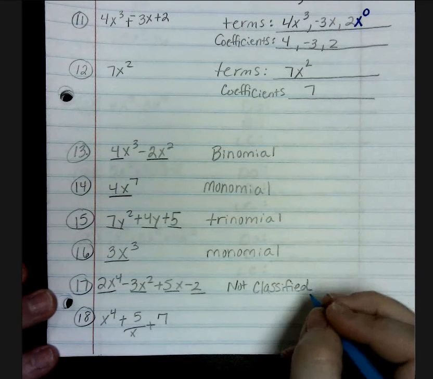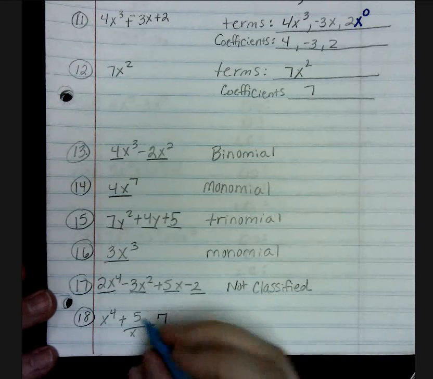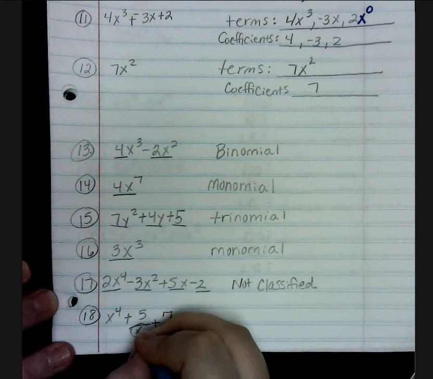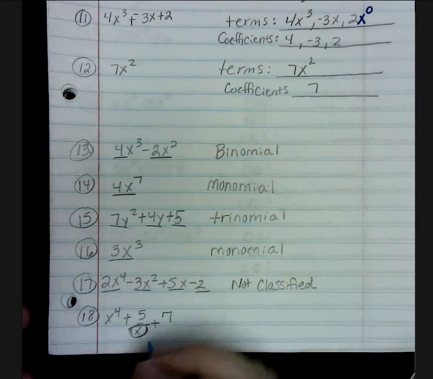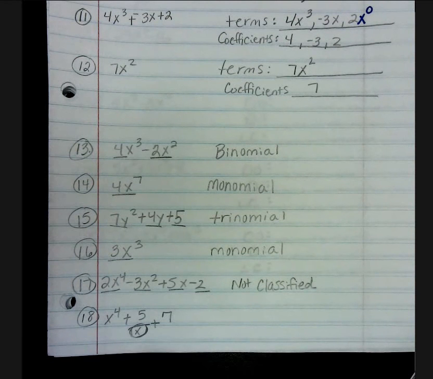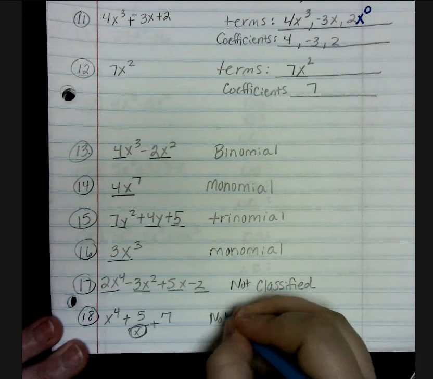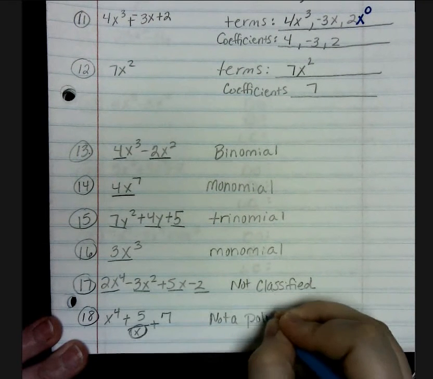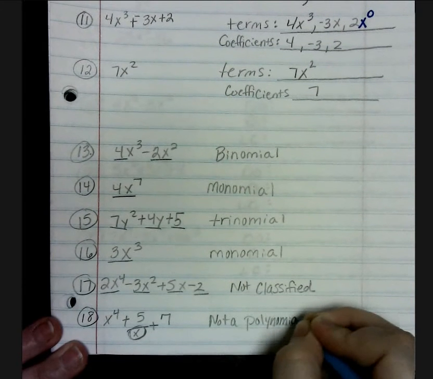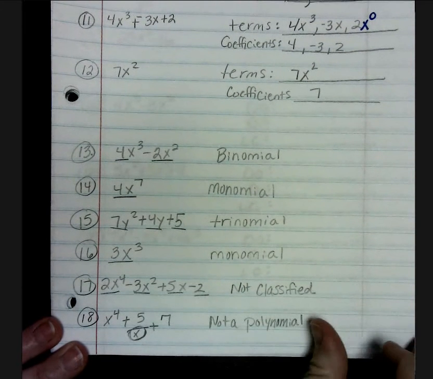And then on number 18, notice there's a variable down here in this denominator. If you look back at our rules for numbers 1 through 8 when we were deciding whether they were polynomials or not, you will notice that if you have a variable in the denominator, it makes it not a polynomial. So they're trying to trick us a little bit in here, so be careful.